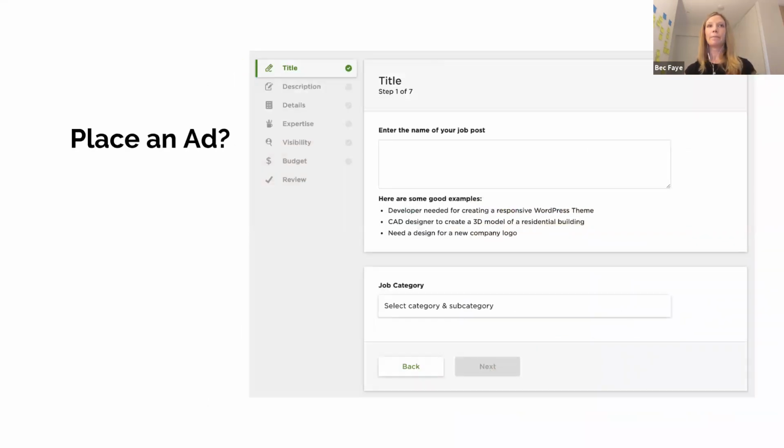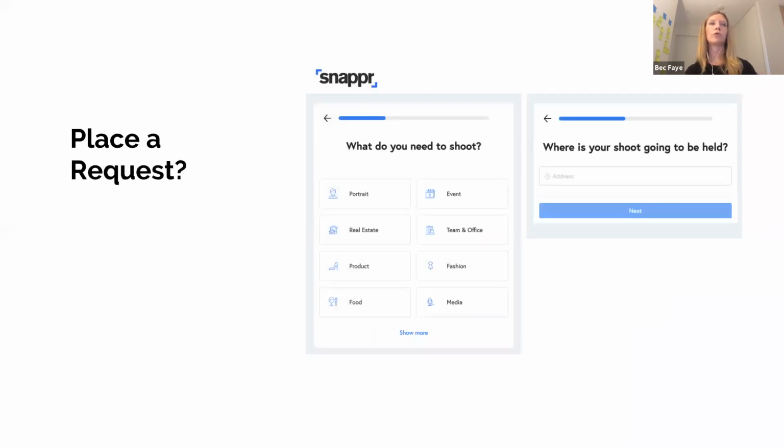Do they want to place an ad, for example, like Upwork? In that case, it's all about posting an ad and having people come to them. Or do they want to place a request? Now, with Snapper, you actually go through and place a request of what you want, and then a recommendation is sent back to you. And that's something that you can potentially either do automatically through technology, or in the early days, you can actually mimic that and do it manually behind the scenes.